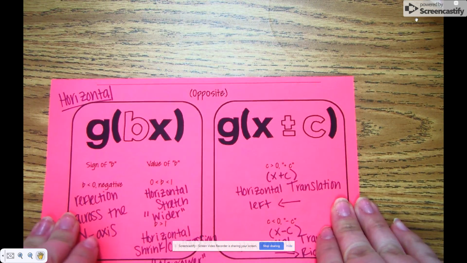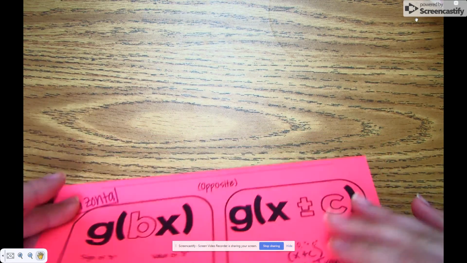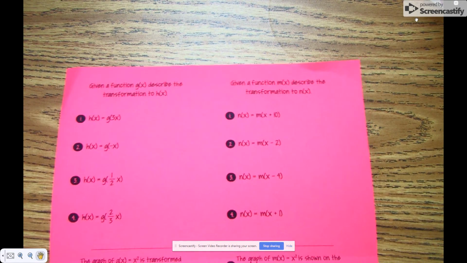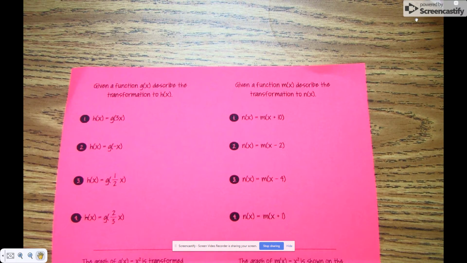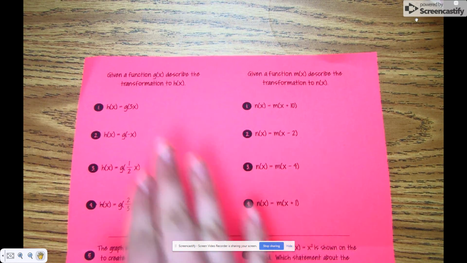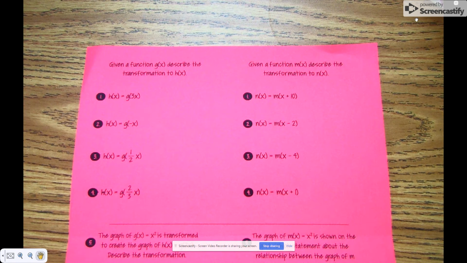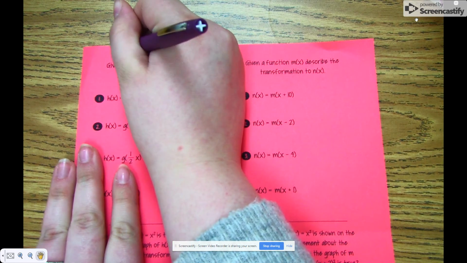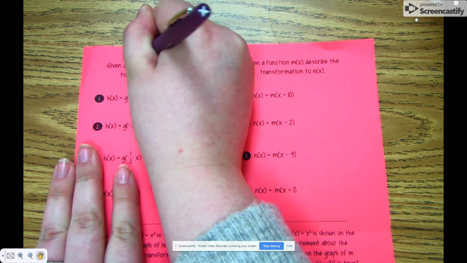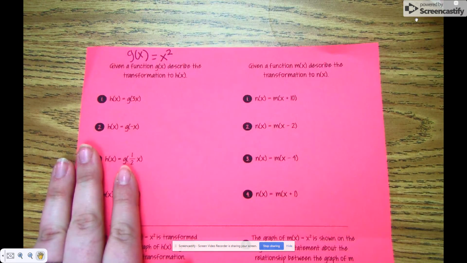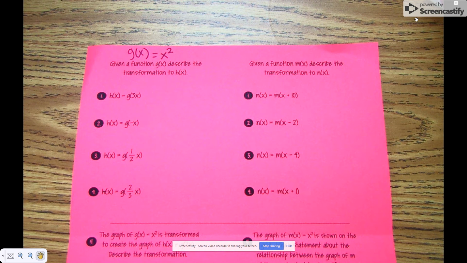Okay, now go ahead and open your foldable up. And we're going to start by just focusing on the top part here. So if I look on this side, it says, given a function g of x, describe the transformation to h of x. All right, what I want you to remember is what our parent function is. Our parent function, this g of x equals x squared, okay? It will always be x squared.